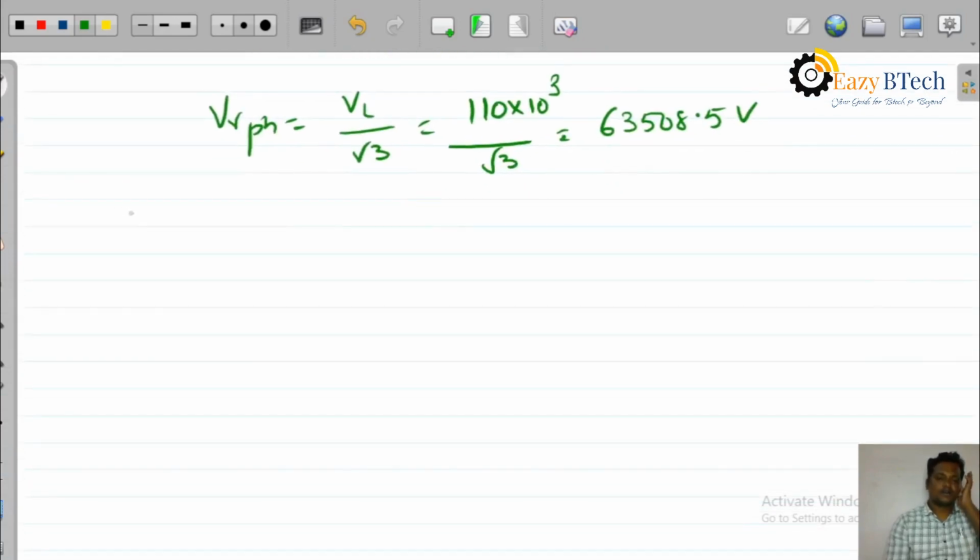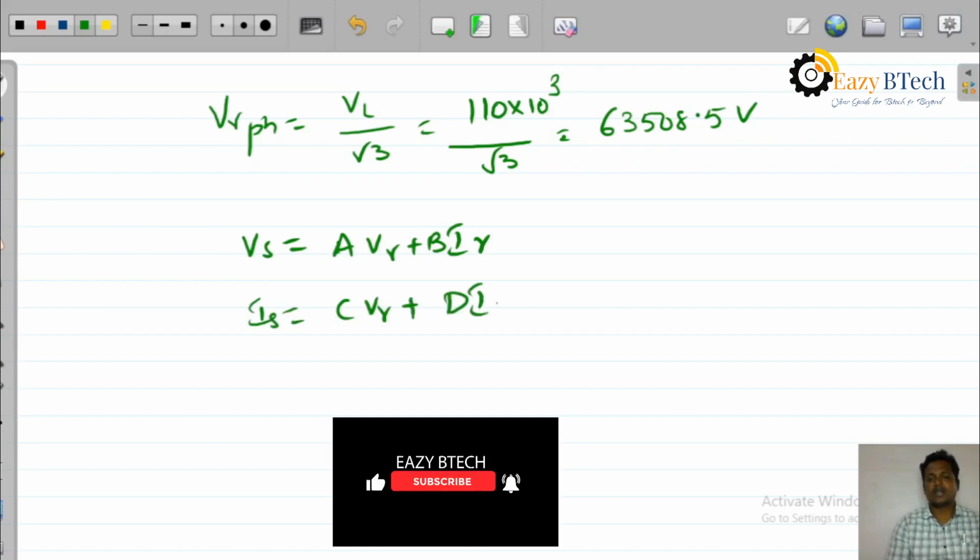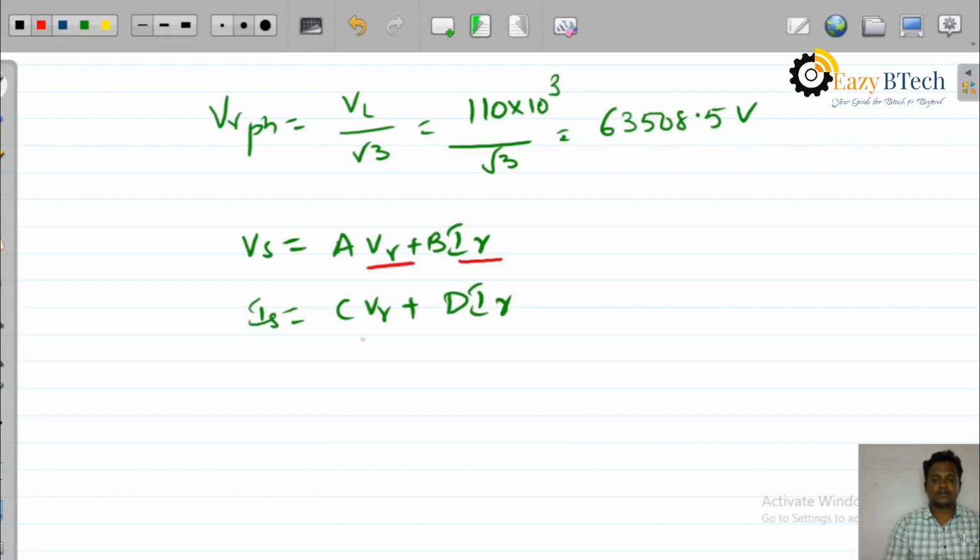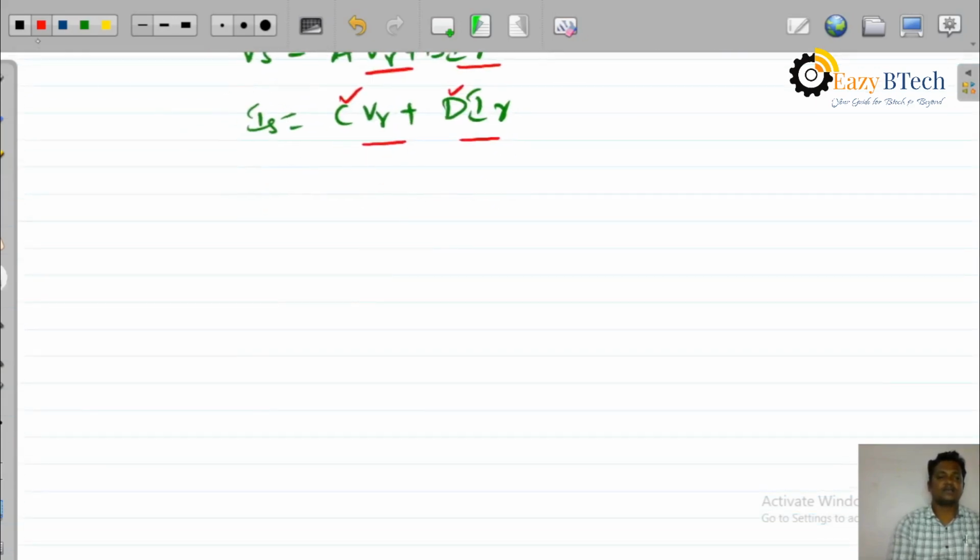Now, having VR and IR, we know that Vs equals A VR plus B IR, and Is equals C VR plus D IR. We know the values of VR and IR, but we don't know the ABCD parameters. Therefore, first we have to calculate A. What is the formula for A? It is cosh root YZ for a long transmission line.